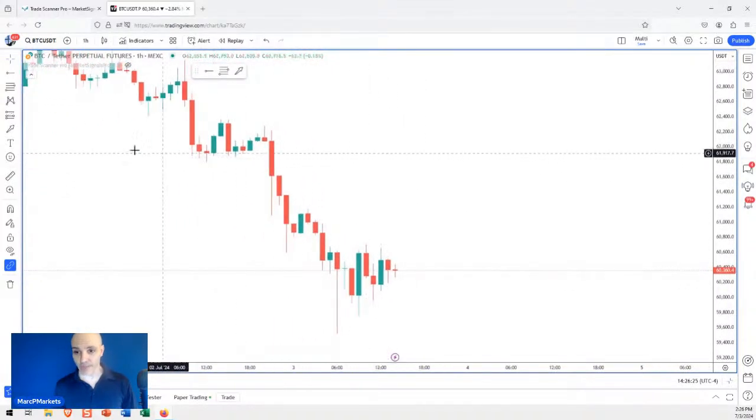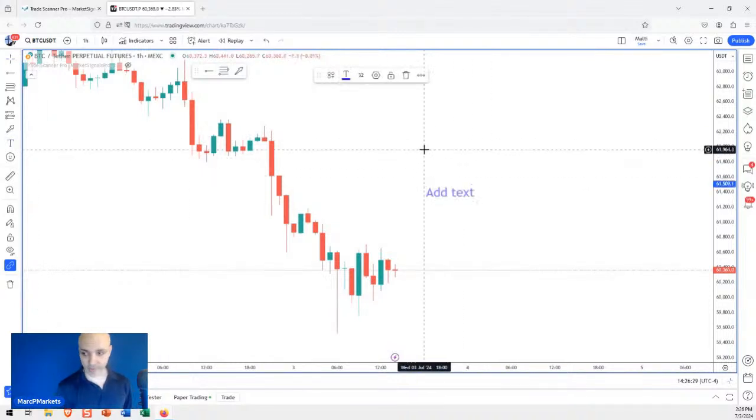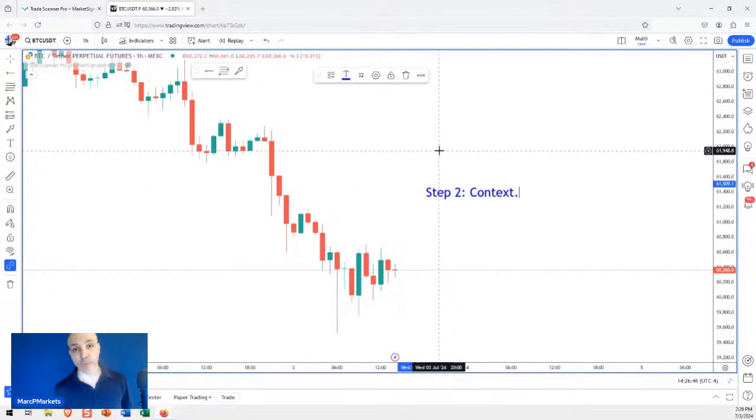Now let's talk about step two. Step two is what? Let me type it in. Step two is where we uncover context. All right, so we're going to call it context. So this is where we gather market information. And that information is going to help shape our decisions going into the next few steps, right?